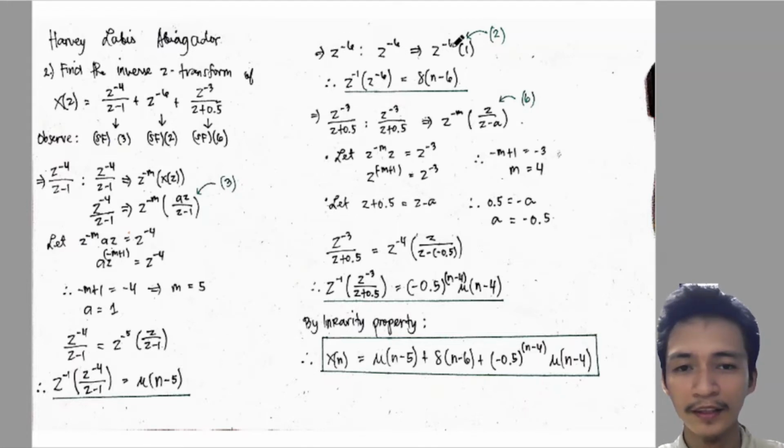So we can rewrite z raised to the power of negative 6 as this one, where we multiplied by 1. And we know that 1 has an inverse if we look at table 2. The inverse of this one is just the Dirac delta, but we have this extra part, which means that it is shifted. So we have Dirac of n minus 6.